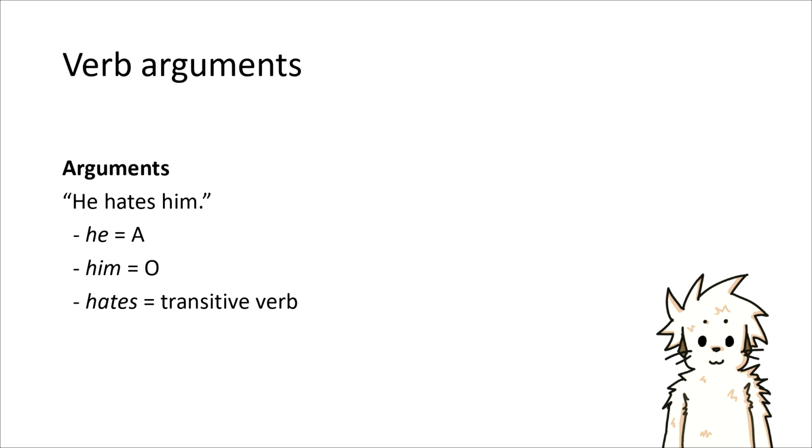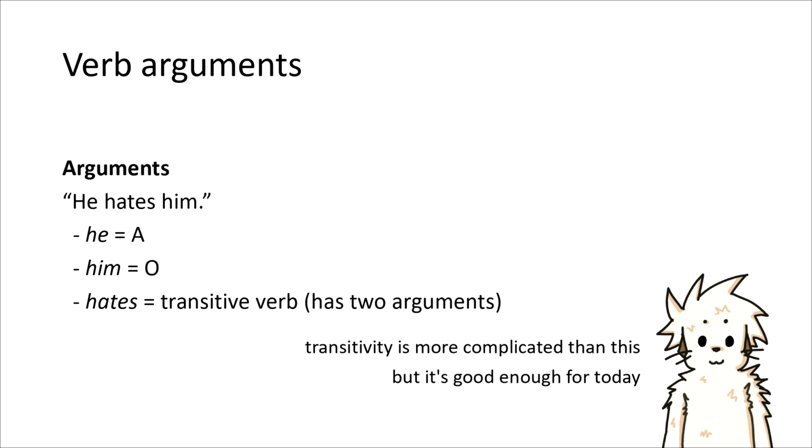Look at this sentence. He hates him. The word he in this case is the agent, while the word him is the object. Because this action has 2 arguments, it's considered a transitive verb. An agent is the subject of a transitive verb, while an object is the other argument for a transitive verb.